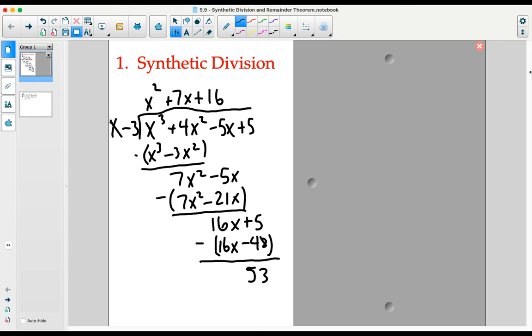Synthetic division as a strategy offers us an alternative to polynomial long division, but only in very specific cases. Here I have a finished example of polynomial long division. We have the polynomial x cubed plus 4x squared minus 5x plus 5 divided by the binomial x minus 3. You could certainly pause the video and go through the steps to ensure that this is the correct order and signage of all of the parts of the long division.